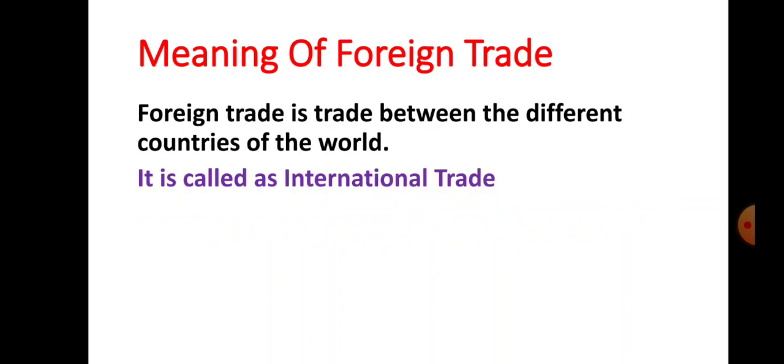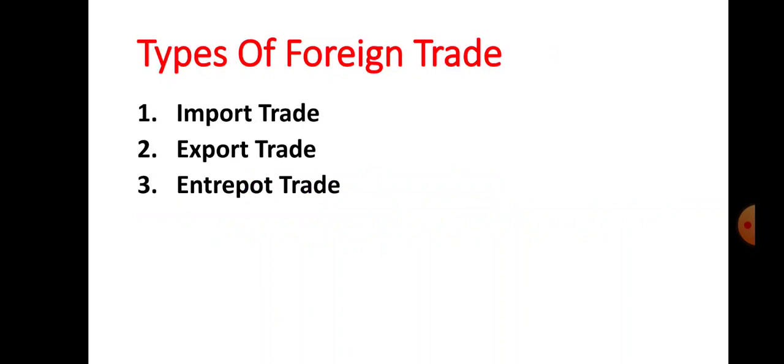Now let us see what is foreign trade. What is the meaning of foreign trade? Foreign trade is a trade between different countries of the world. So it is called international trade. Now let us see the types of foreign trade. There are 3 types of foreign trade: import trade, export trade, and number 3 is the entrepot trade.